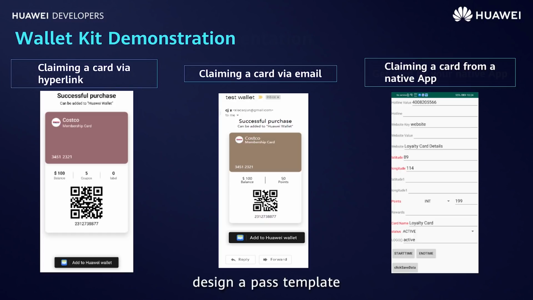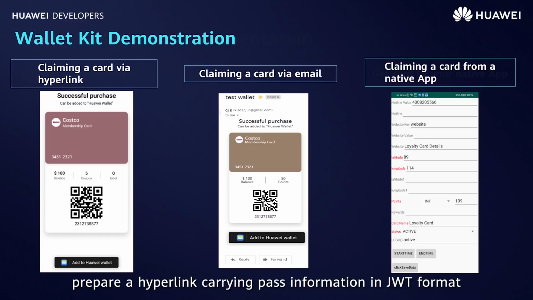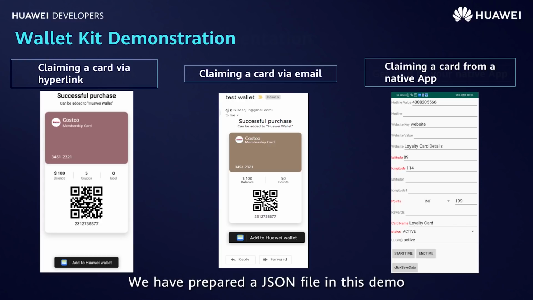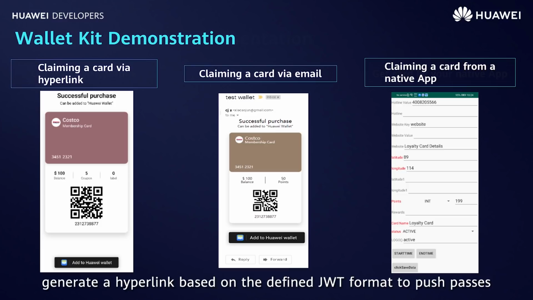Step 1. Design a pass template. Push the template to the Wallet Kit server. Step 2. Prepare a hyperlink carrying pass information in JWT format. We have prepared a JSON file in this demo. Directly push the JSON file to the HUAWEI Wallet Kit server as a template. Then, generate a hyperlink based on the defined JWT format to push passes.